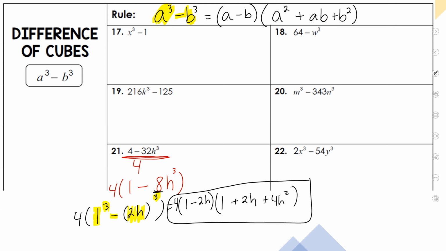Okay, so I'm not going to do any more examples of these. It's the same as sum of cubes, just a different formula. Okay, so I'm going to pause here and let you guys practice this.